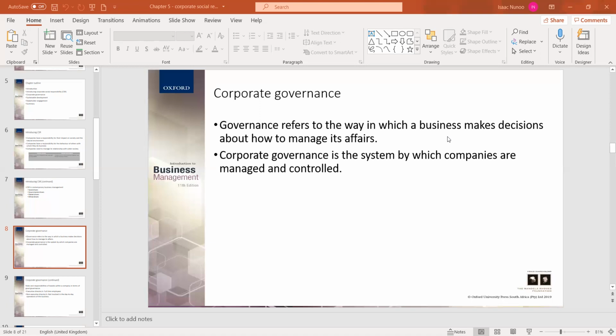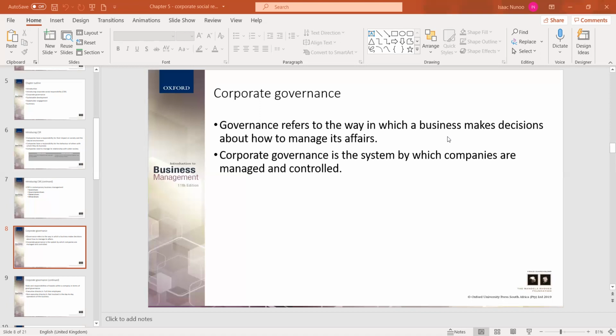Another important thing about this board is that it can be composed of two main groups: the executive board and the non-executive board. So all we are discussing is that under corporate governance, as they try to manage and control, this is being done by a board, and this board is established to seek the interest of shareholders. Under this board, we have the executive and non-executive directors.